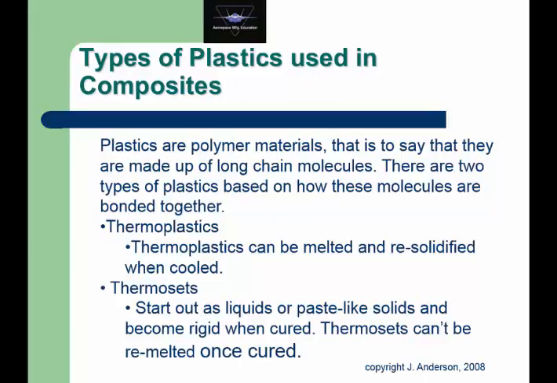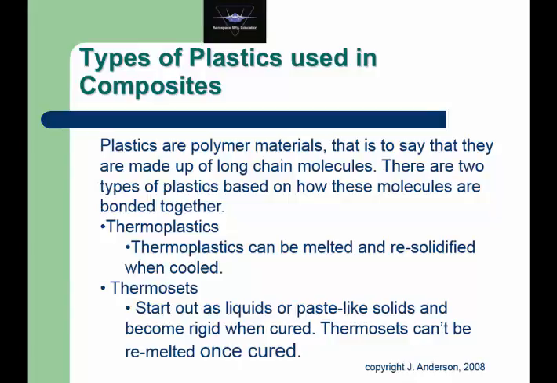So, the types of plastics or resins. When we refer to plastics in the matrix, we typically refer to them as resins. Plastics are polymer materials. The thing that makes them polymers or plastics is that they have long chain molecules. It's the difference in how we make up these chains that gives us different properties in the plastics.